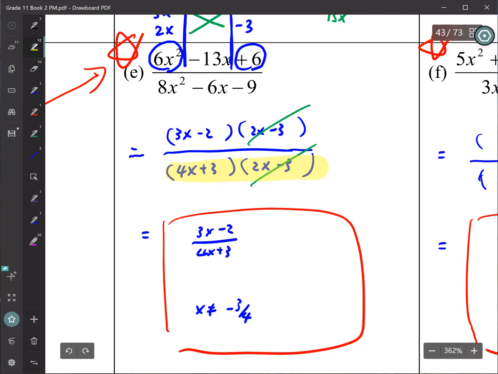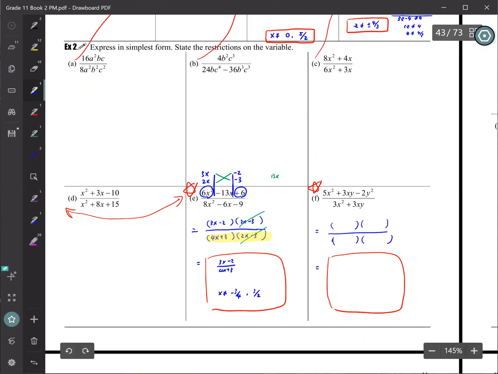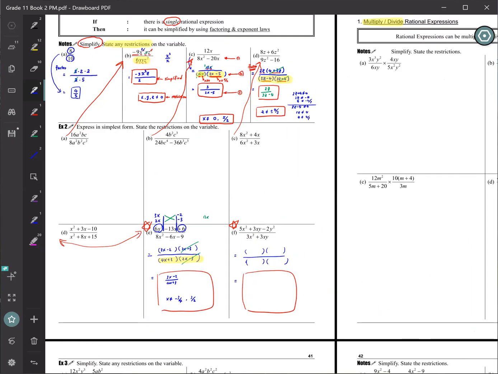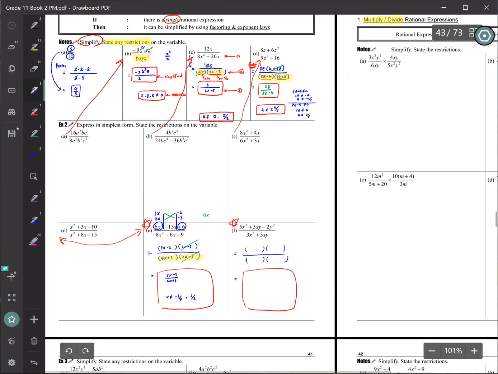So can you continue? Check again. Oh, and it can't be 3 over 2. Yeah, cannot be 3 over 2. So remember that for your homework. Do not just look at the final simplified. You need to look at even the one you canceled out. Okay, so I highlighted all the parts you need to look at for restriction. So look at the page.